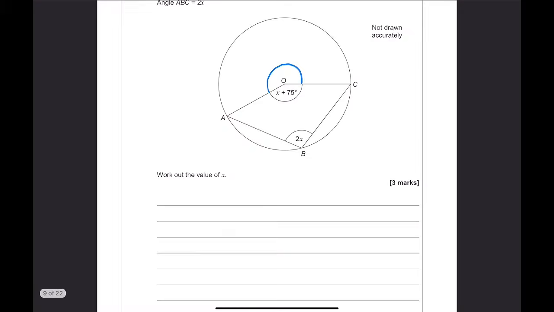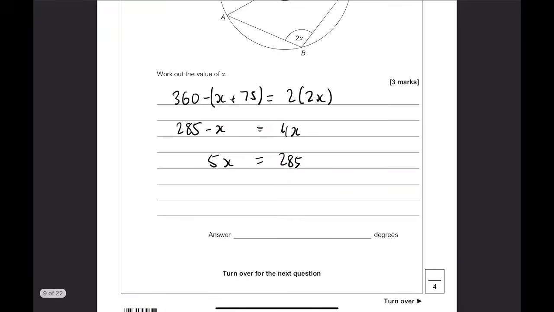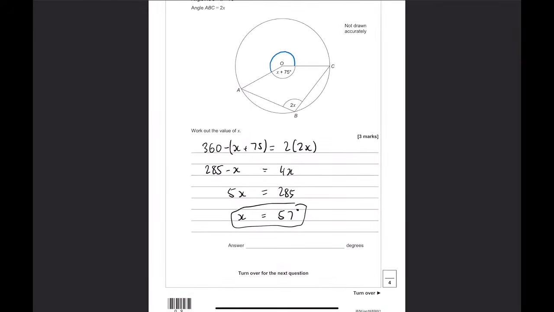So for this, we know that it must be 360 minus (x plus 75) is equal to 2 times the angle at the circumference, which is going to be 2 lots of 2x. Now this will correlate to 285 minus x equals 4x. So 5x is equal to 285, which means x equals 57 degrees. And that is your final answer.